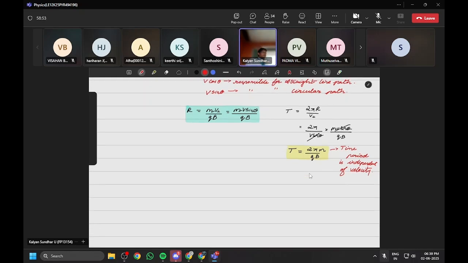Since the time period does not change, your frequency also will remain the same. Frequency is equal to 1 by T, so it will be qB by 2 pi m. There will be no change in the frequency as well as in the time period.